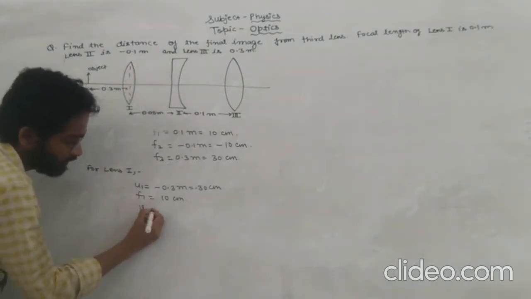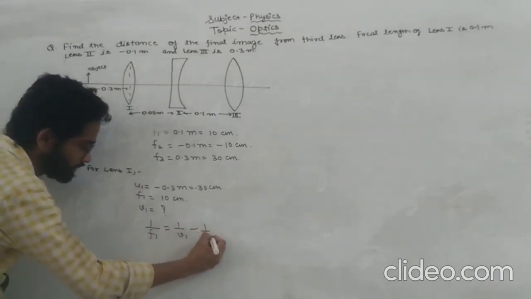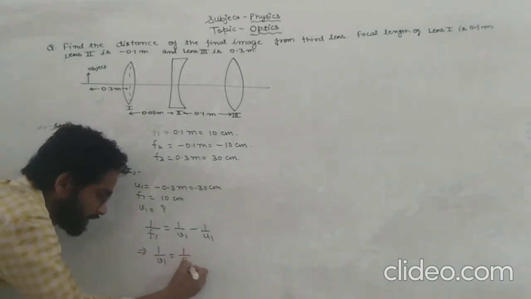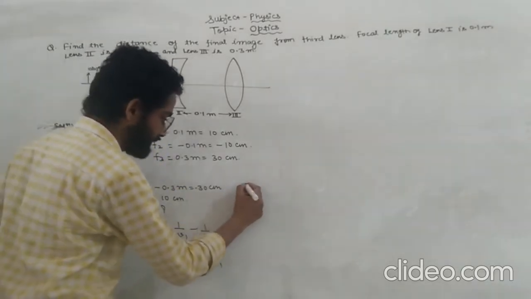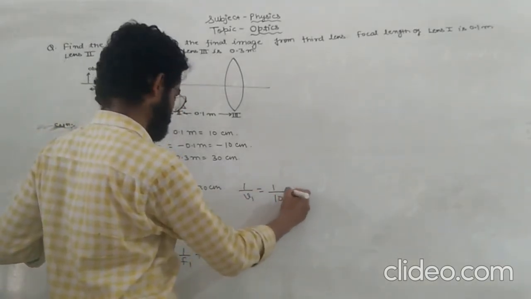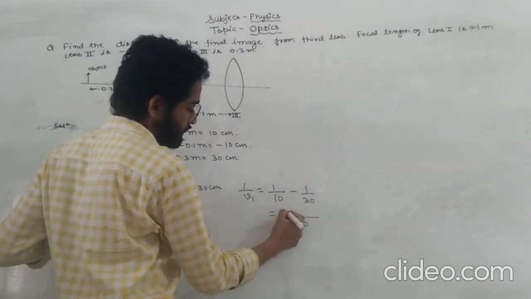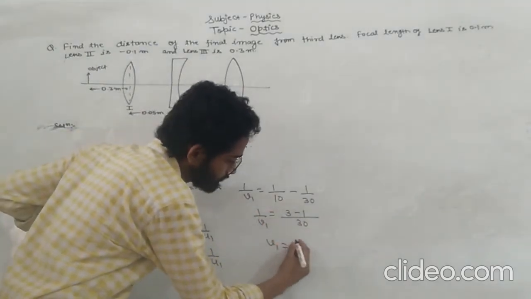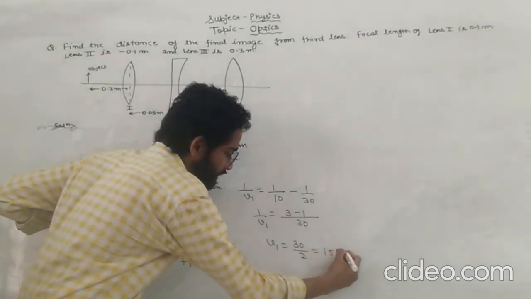Then what would be the value of v1? We can apply the formula 1 upon f1 is equal to 1 upon v1 minus 1 upon u1. From here, 1 upon v1 is equal to 1 upon f1 plus 1 upon u1. Putting in the values, 1 upon v1 is equal to 1 upon 10 minus 1 upon 30. With 30 as the LCM, that is 3 minus 1 over 30, so v1 is equal to 30 by 2, that is 15 centimeter.